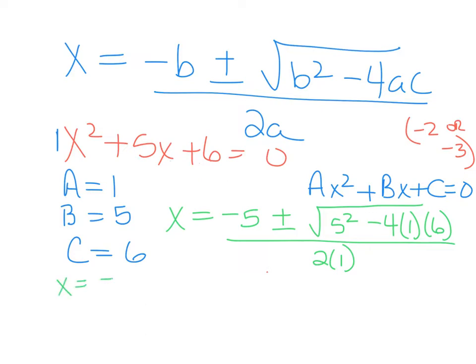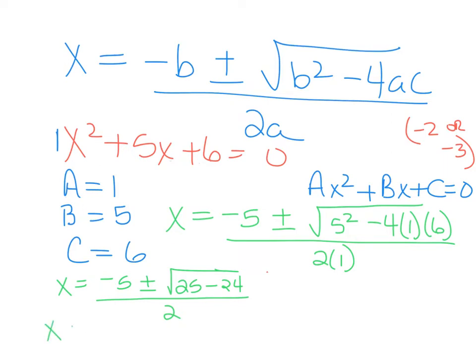So x equals negative 5 plus or minus the square root of 5 squared, which is 25, minus 4 times 1, which is 4, times 6, which is 24. And by the way, you have to be very careful underneath that square root. You have to do order of operations, so you do all the multiplication before the subtraction, over 2 times 1. Okay, so what do we have now?